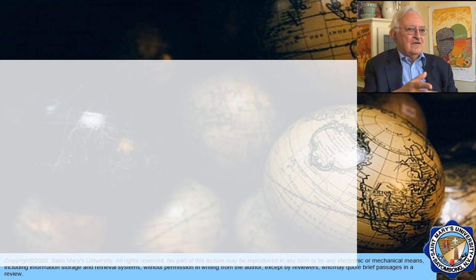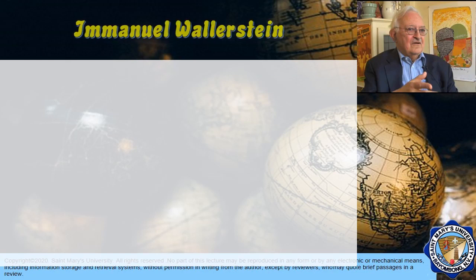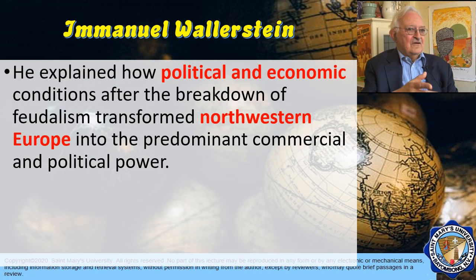So this time, let's go back to history. Immanuel Wallerstein explained how political and economic conditions after the breakdown of feudalism transformed northwestern Europe into a predominant commercial and political power. As previously mentioned, the main political system of Europe before was feudalism. And as of today, we can say that countries in Europe are some of the most powerful in the world. By looking into this explanation by Immanuel Wallerstein, we will be able to unveil the possible reasons why they became the world power.